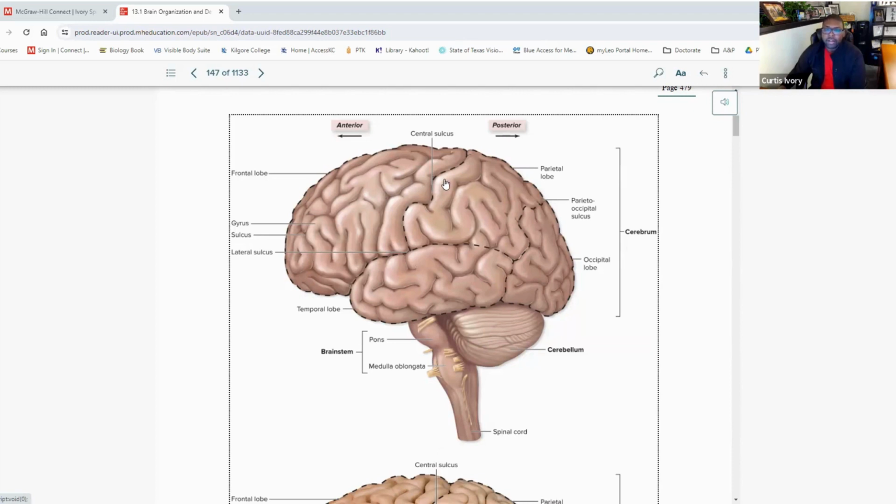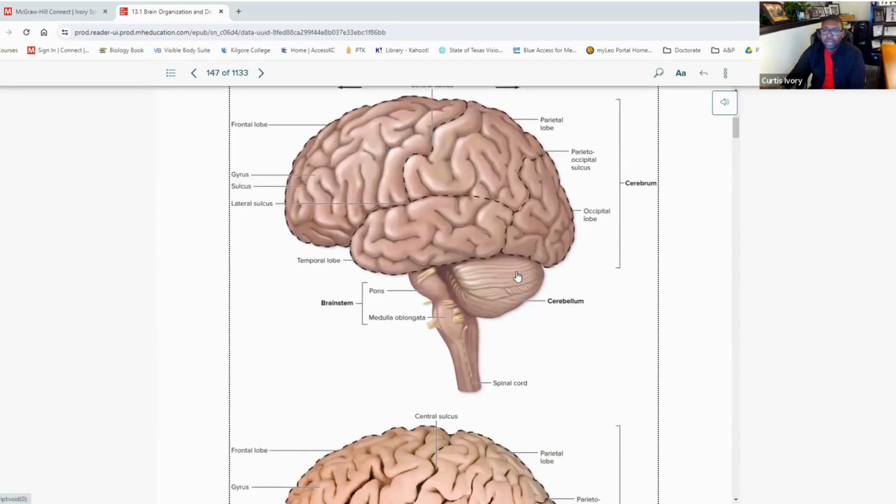Now, all these lobes can be separated by what's called a sulcus, which is essentially a deep groove. So you have the central sulcus. Essentially where the coronal suture would be, this would be the sulcus. We have the lateral sulcus, which is going to separate the parietal and the frontal lobe from the temporal. And then you have the parieto-occipital sulcus, which is going to separate the parietal lobes from the occipital lobes.